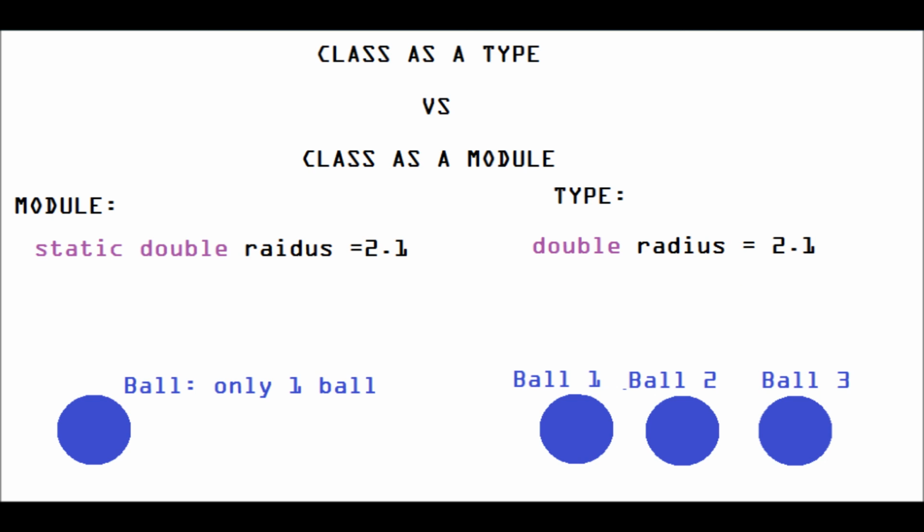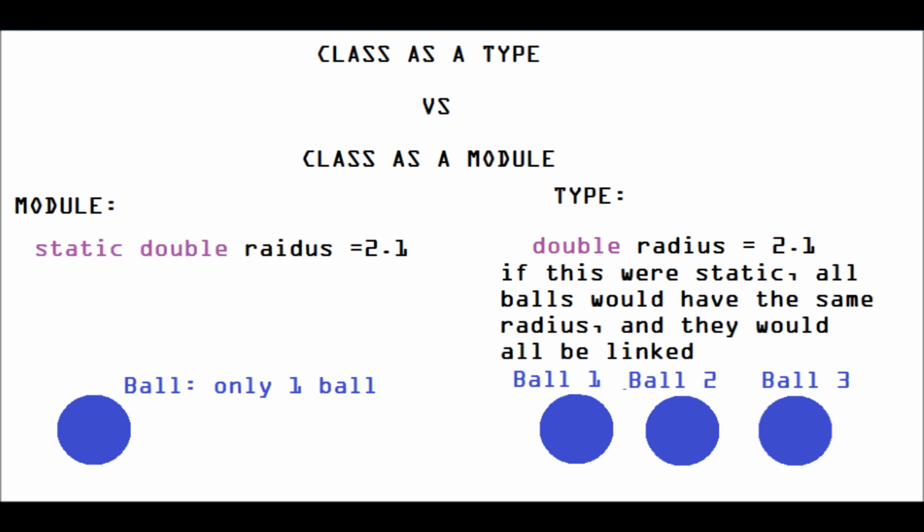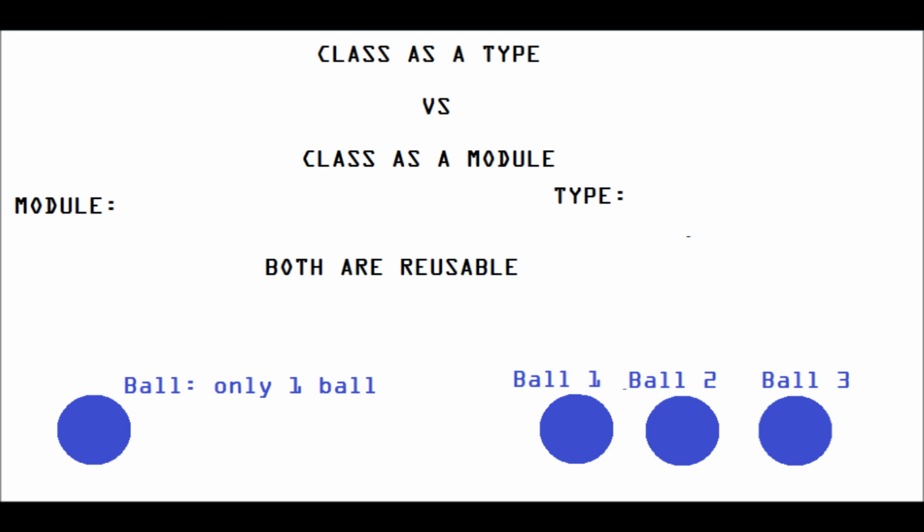So in a module, pretty much everything is static actually, and then in a type, most of the things are not static. And if they were static, let's say if radius is static, then all of the instances of the object would have the exact same value. They would all be tied to that one value, that one static radius, that one static variable. Now, both kinds of code are reusable. They're both modular. They both encapsulate code.